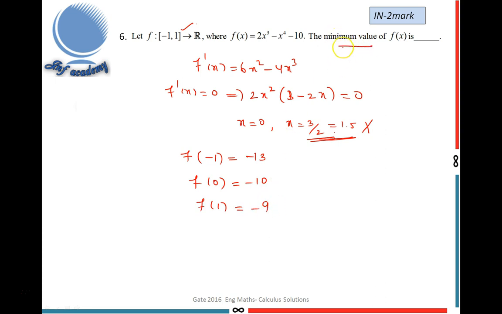You have to find the minimum value of f. So the minimum value is minus 13. The answer is minus 13, that is the correct answer.